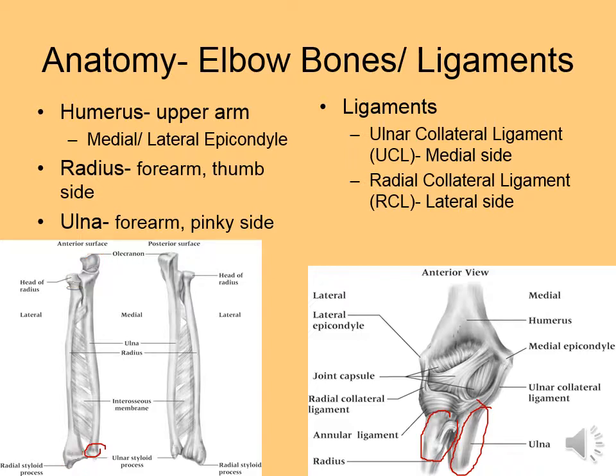Our main ligaments in the elbow, there are more than this, but the main ones are the UCL, which is the ulnar collateral ligament. So that runs from the medial epicondyle down to the ulna. And then the RCL, or the radial collateral ligament, which is on the lateral side and runs from the lateral epicondyle down to the head of the radius. The UCL is much more commonly damaged than the RCL.